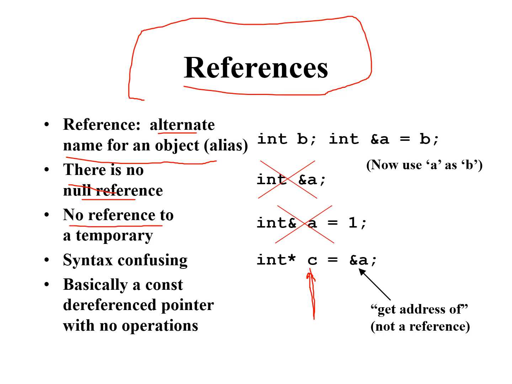Then the next thing is no reference to a temporary. The thing which is temporary, you cannot give a reference to it, because after some time that thing might be totally displaced from there. Then the third thing written over here is that the syntax is really confusing. We are going to see how to clear this. And here it is written that basically it is a constant dereferenced pointer with no operation.